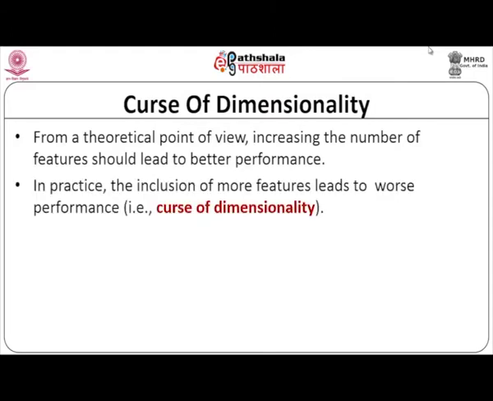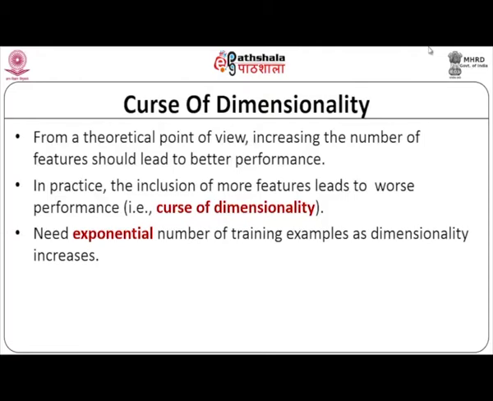However, in practice, the inclusion of more features leads to worse performance. That means if you have more features, it does not necessarily mean that your performance has increased; in fact it decreases, and this is what is called the curse of dimensionality. Why is this so? Because as the dimensionality increases, the number of training samples or examples you need has to increase exponentially in order to exploit this dimensionality increase, and this does not normally happen. That is the reason why performance is reduced.